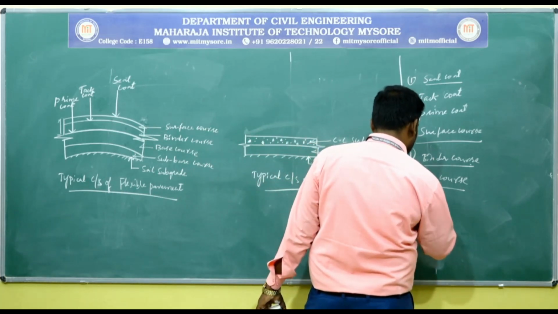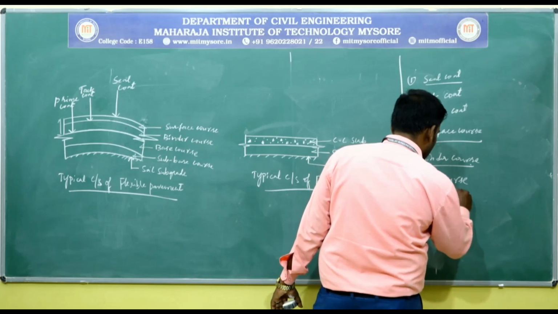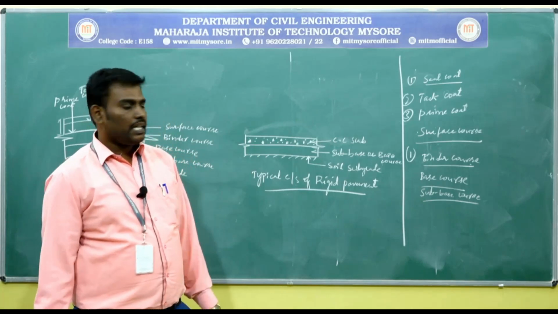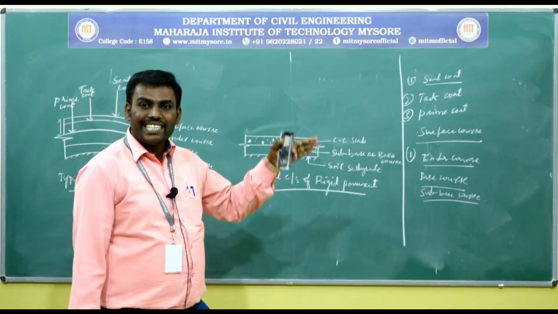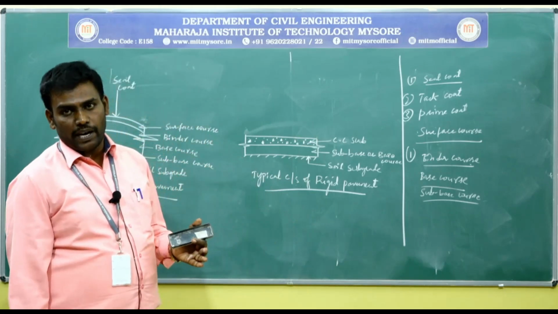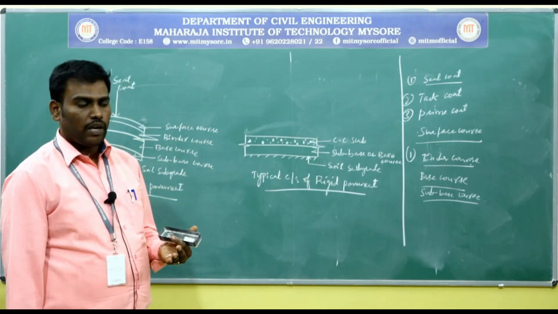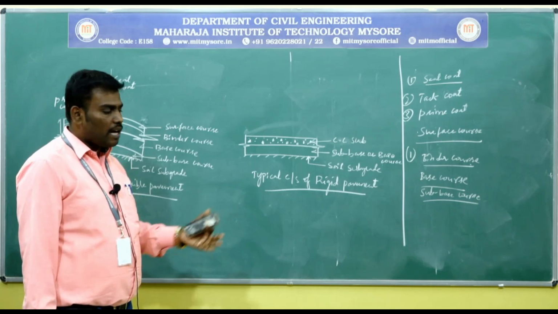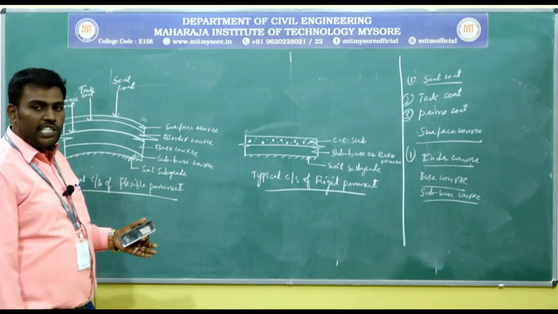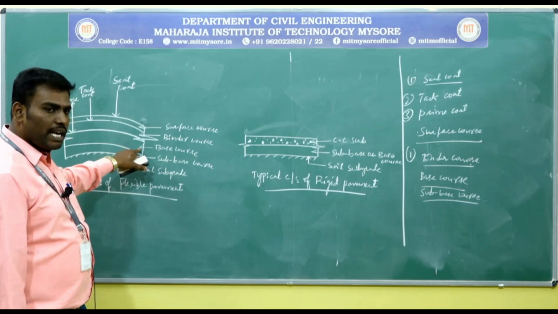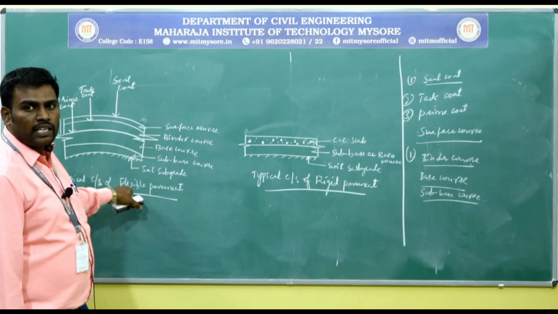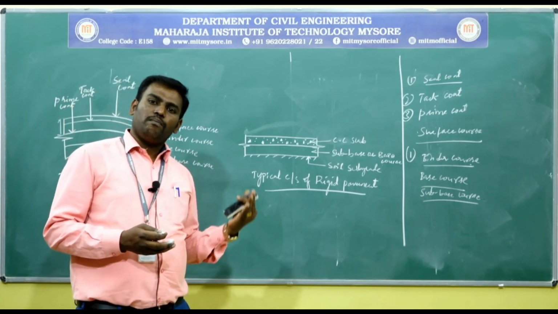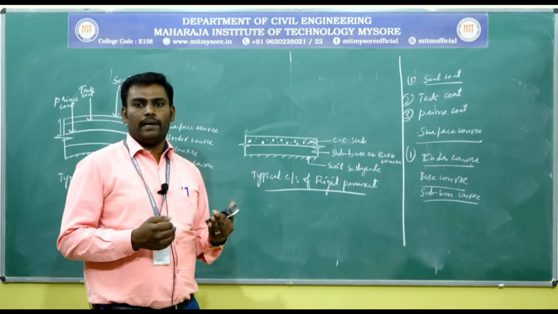Next it is the subbase course. It is the layer which is in direct contact with the natural soil subgrade. The major function of the subbase, that is GSB, granular subbase layer, is to distribute the stresses coming from the base course to the lower layer, that is the natural soil subgrade.